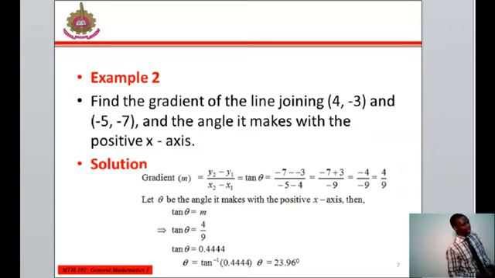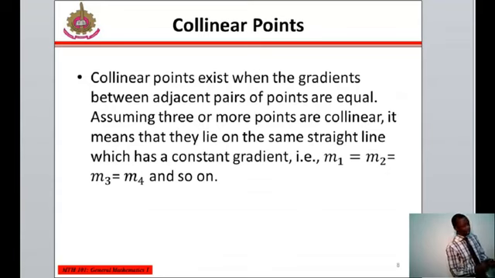Let's go back to our slide. And that was how we were able to obtain our value for theta, which is 23.96 degrees. What about collinear points?